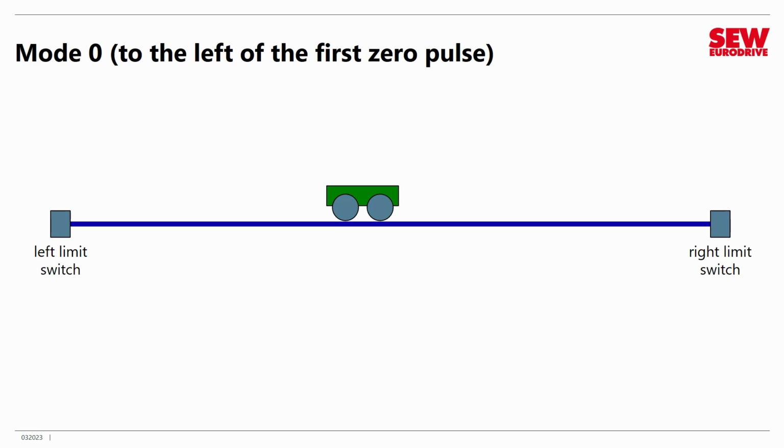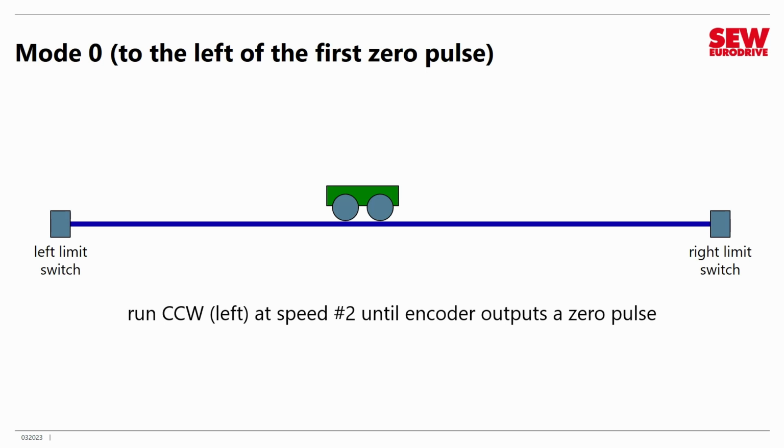All right, let's look at the different modes. We're going to start with mode 0. This is a really easy referencing mode. Basically, the drive moves in the left direction until the very first zero pulse comes from the encoder. Obviously, you must have an encoder with an index track, a zero pulse, otherwise this won't work. So here's what happens. You run counterclockwise, which is to the left, at the slower speed, speed number 2, until you get a zero pulse. So you sort of creep till the pulse comes, and then you say, bingo, I'm referenced. Pretty simple. All right, that's our first mode.